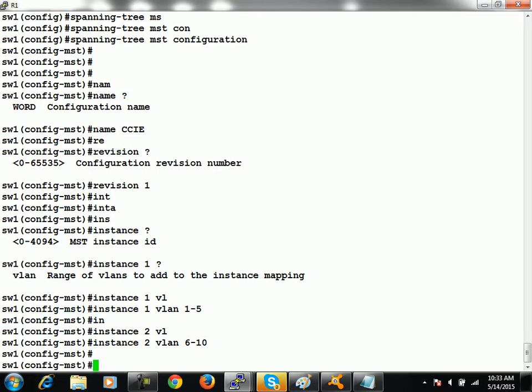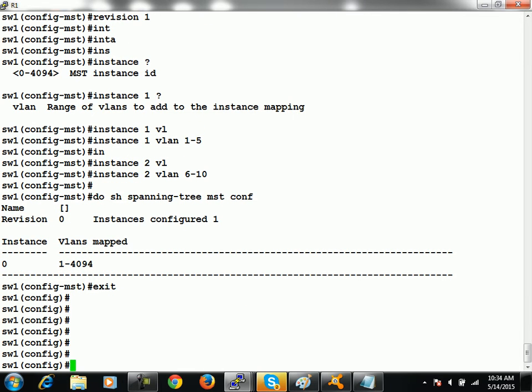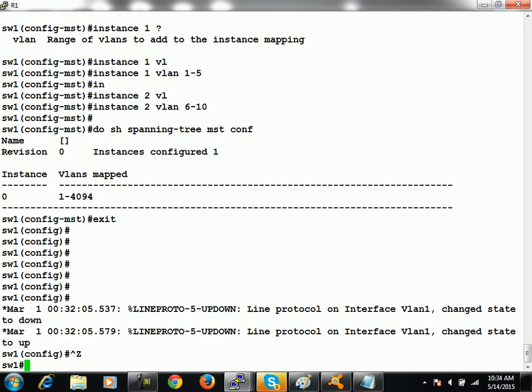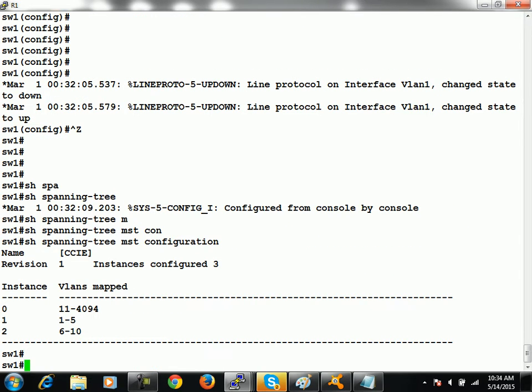And one more thing, without exiting this mode your changes will not be applied. Let me show you. Do show spanning-tree mst configuration. Your changes have not taken place yet, so you just need to exit from this config mode. After exiting from this MST configuration mode, let me show you. Show spanning-tree mst configuration. Now your changes will take place.